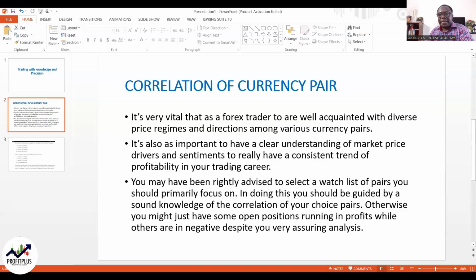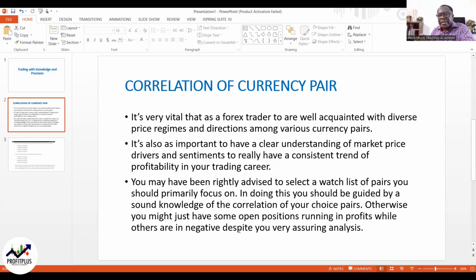I said it's a series on profitability, and we have been looking at this discourse for some time now. If you're a Forex trader, whether a beginner or not, this will make a whole lot of difference in your trading. Correlation of currency pairs is vital. As a Forex trader, you must be well acquainted with diverse price regimes and directions among various currency pairs. Different currency pairs move in particular directions relative to each other, and it's important that you have a very clear understanding of these pairs and know how to trade them.